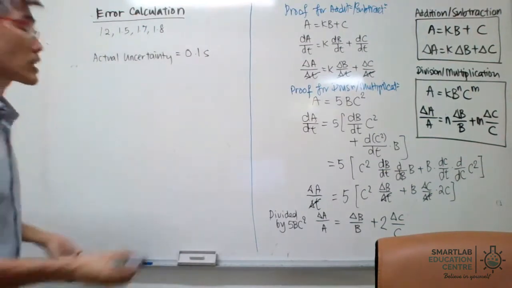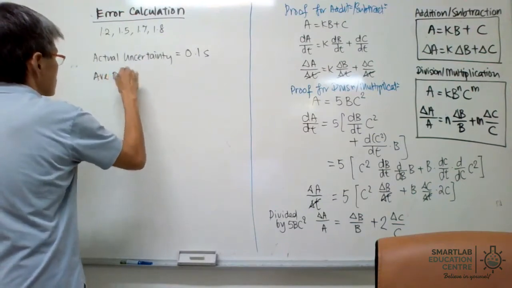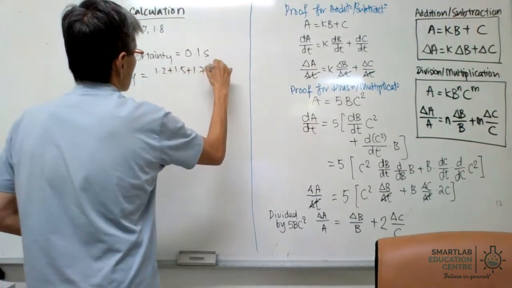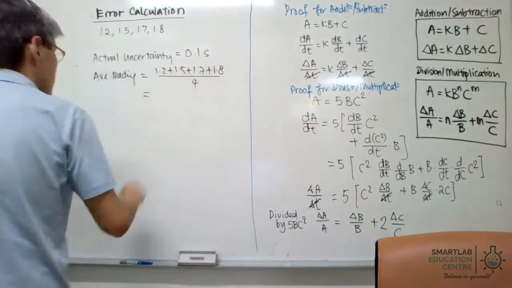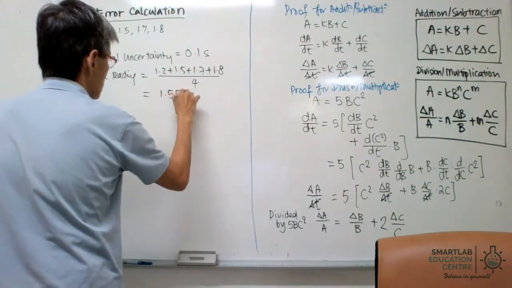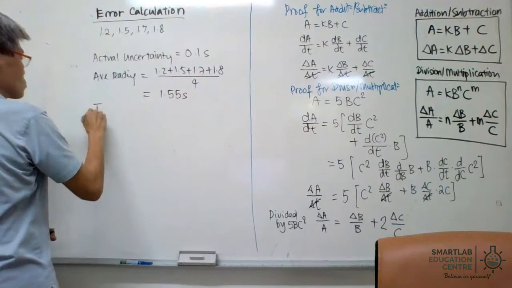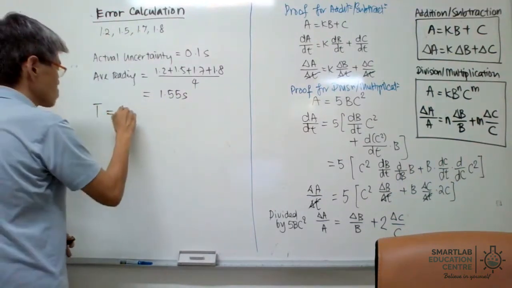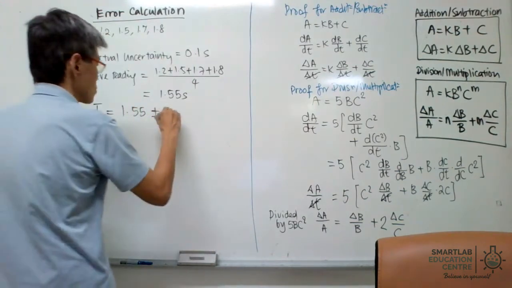So what we do is that we take an average reading. To get an average reading, we'll be using all these to sum it up, and you will end up with 1.55 seconds. Okay. So if T is used to represent the period, T will therefore be represented in this manner, which is 1.55 plus minus the error, which is 0.1.